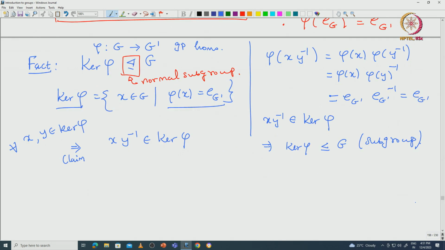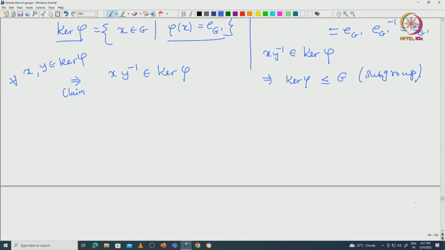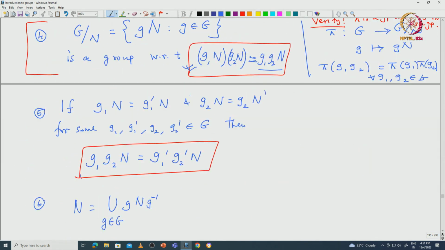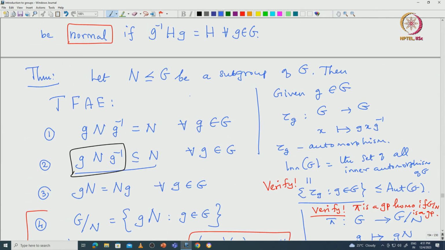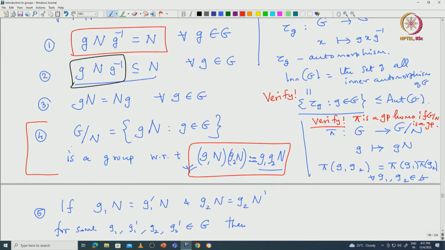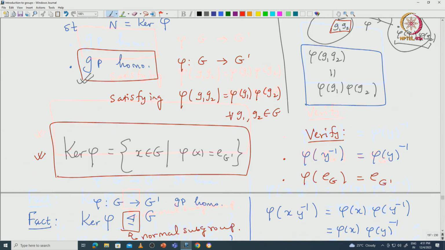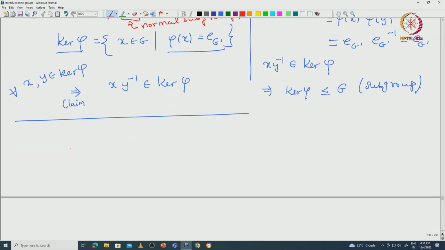So, now let us verify it is actually a normal subgroup. Let us use one of the definitions. The very first definition that I gave you: N is normal if and only if whenever you take this conjugation, it should be equal to this capital N. So, now let us consider an element inside this conjugation.